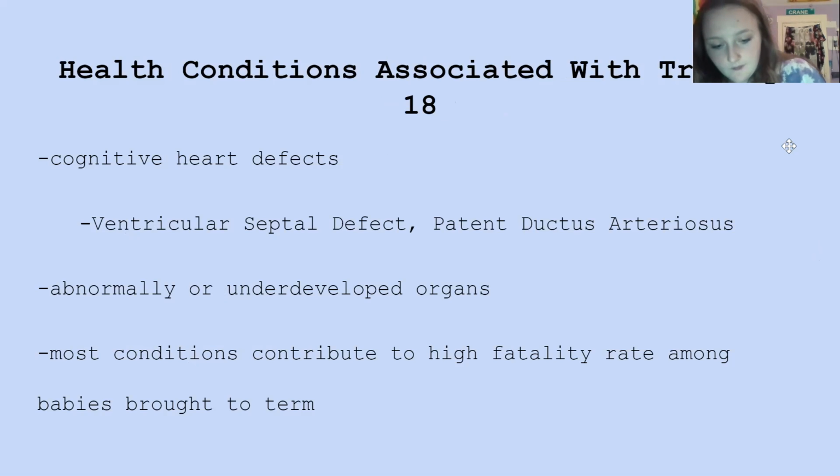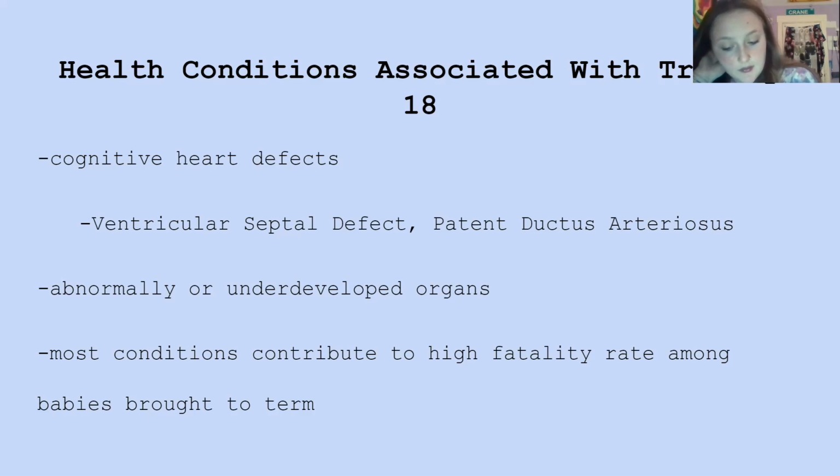Okay. One of the most common health conditions associated with trisomy 18 is congenital heart defects. The most common heart defects are ventricular septal defect and patent ductus arteriosus. Ventricular septal defect is the most common among the trisomy 18 patients with heart defects. VSD is a heart condition where the lower chambers of the heart connect. The wall that separates them is non-existent. Although this condition can be treated through surgery, it increases the fatality rate among the children that already have trisomy 18.